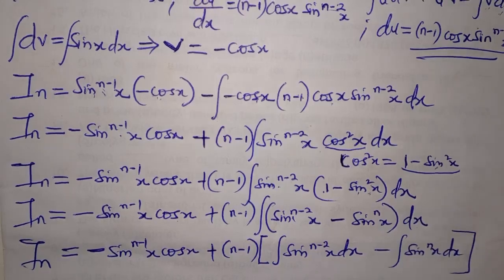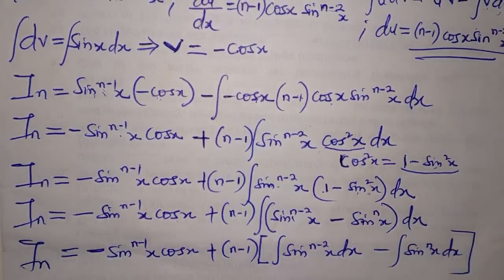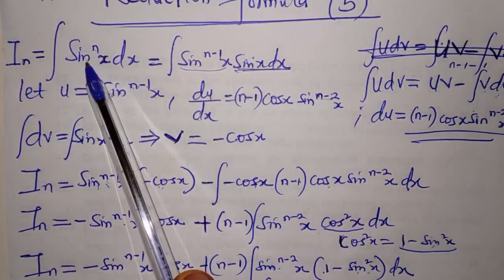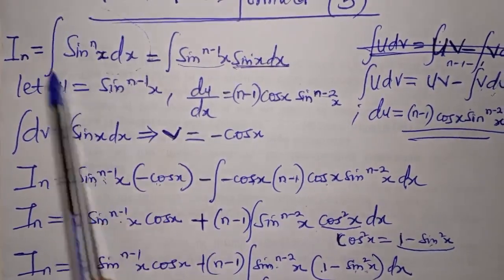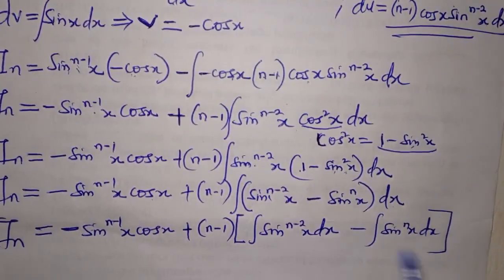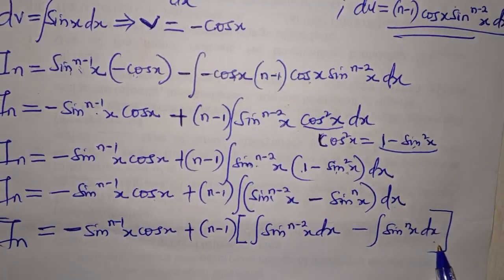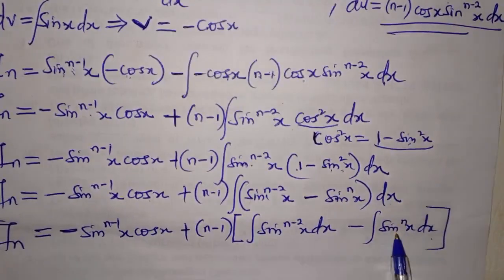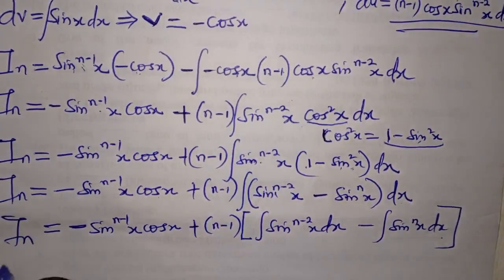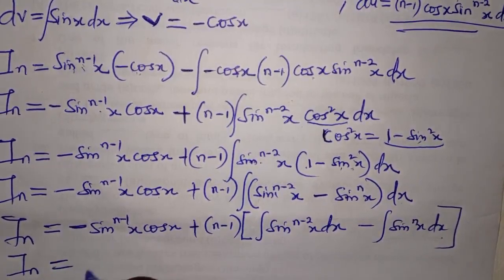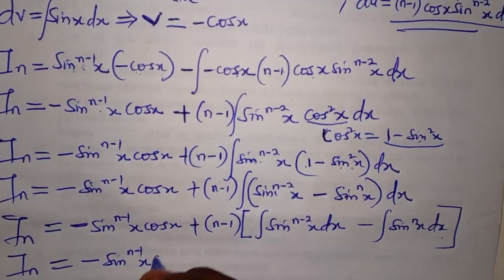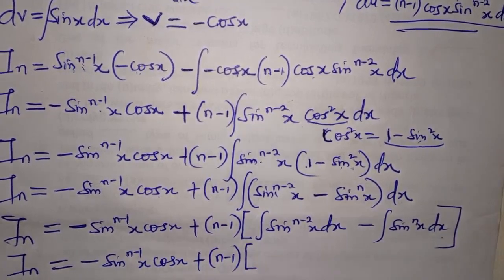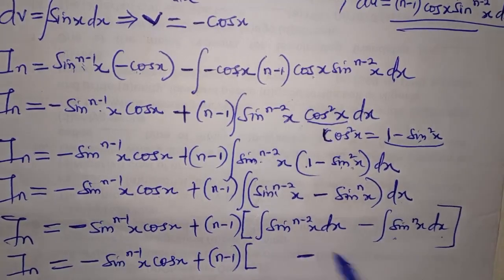Now, you remember we said let I sub n be equal to this particular integral whose reduction formula we are trying to deduce. This is it. And this particular integral is exactly what we have here now. So we called this one I sub n. Automatically, this one will also be I sub n. So we are saying that I sub n is equal to minus sine to the n minus 1 x cos x plus n minus 1 into, I'm coming here, minus, this is I sub n like we said.